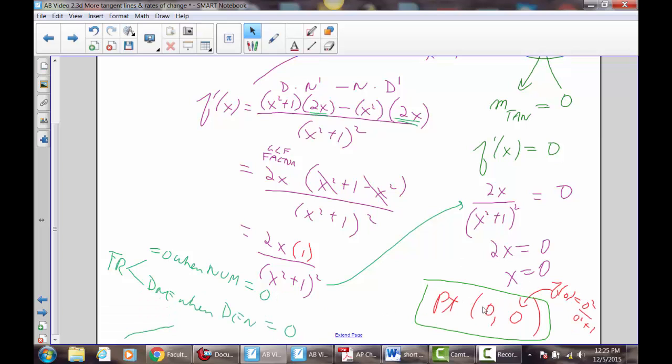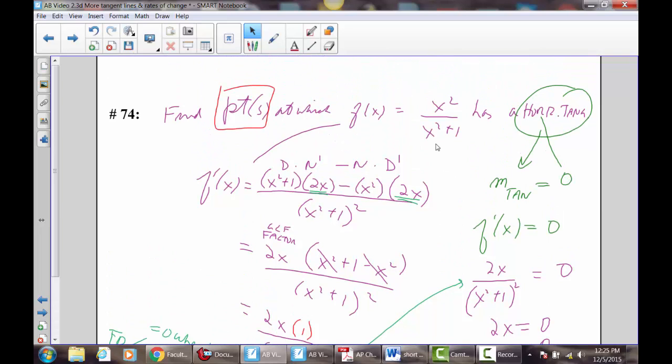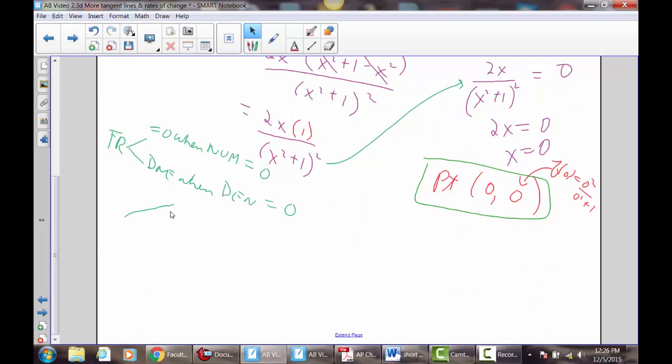You now know that the point of tangency is 0, comma. Remember, you're plugging that back into the original function f of x. And when you plug it back in, you will get 0. And remember, a fraction is equal to 0 when the numerator is equal to 0. The fraction does not exist when the denominator equals 0.